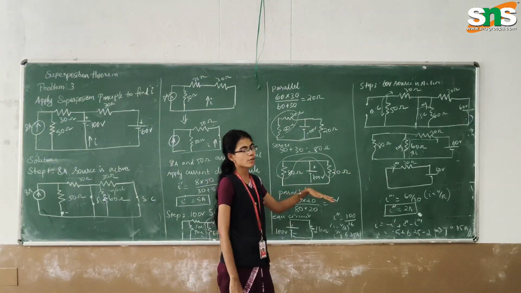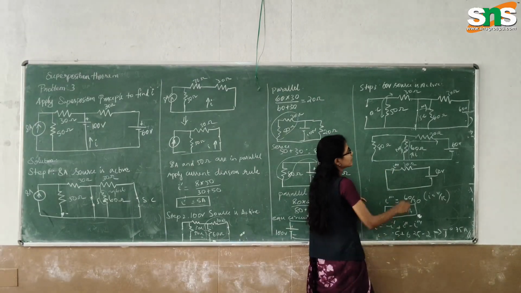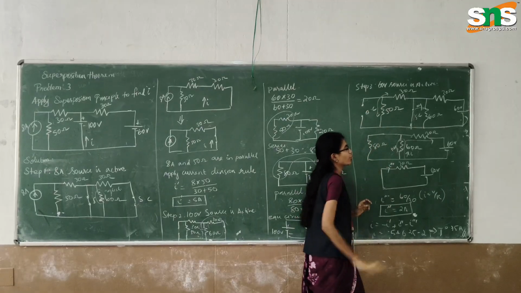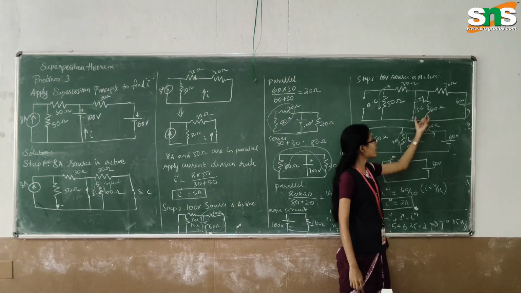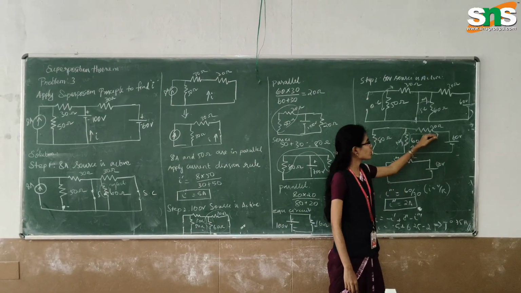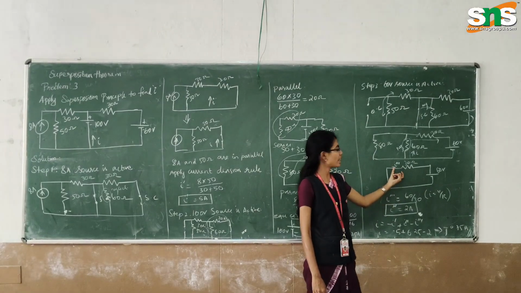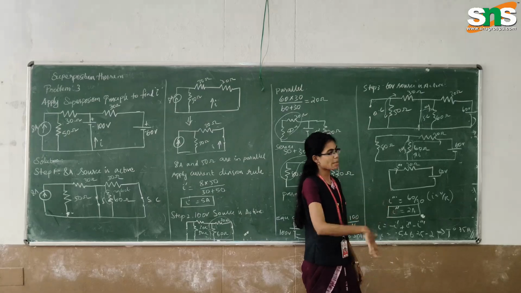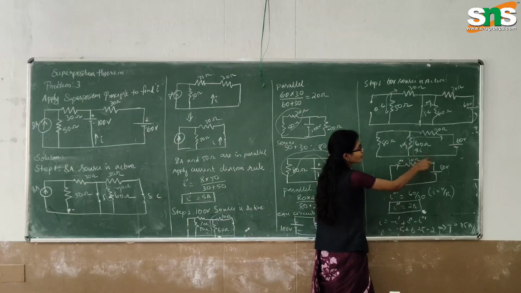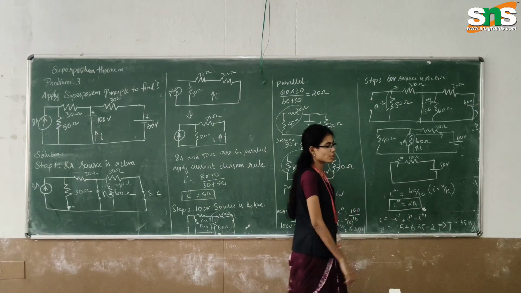The remaining step has to be solved. In step 3, the 60 volt source is the active source. By keeping the 60 volt source active, the remaining sources are deactivated. We already know that the short circuited portion is neglected, so we have only this loop: the 30 ohm resistor and the 60 volt source. The current in this loop is I triple dash. Reapplying Ohm's law, I equals V by R, I triple dash equals 60 by 30, which is 2 amps.